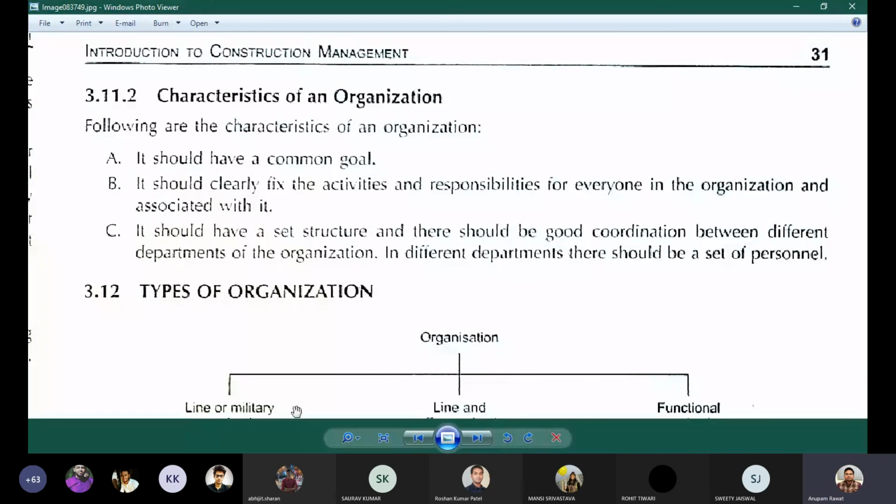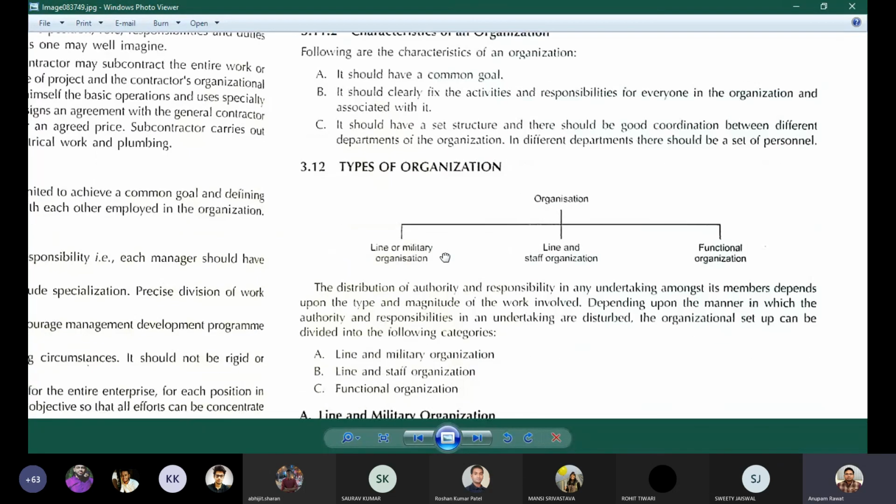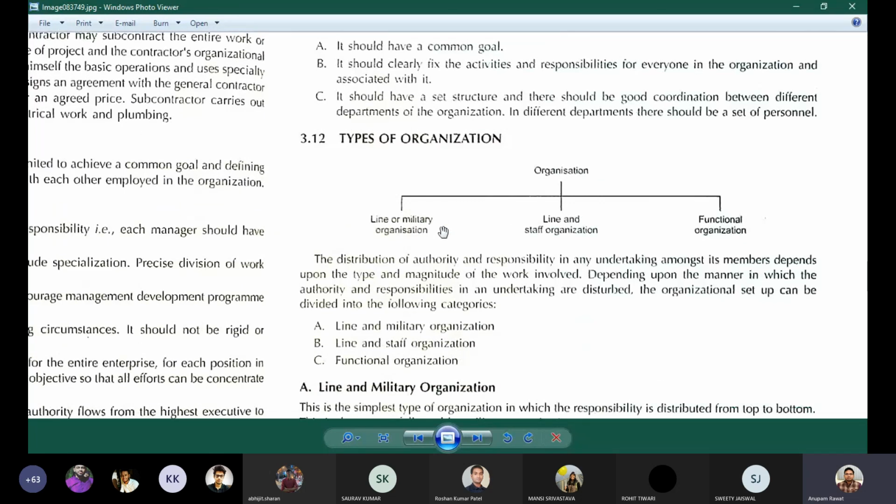Now after that, there are types of organization, so that we will see in the next coming lecture.